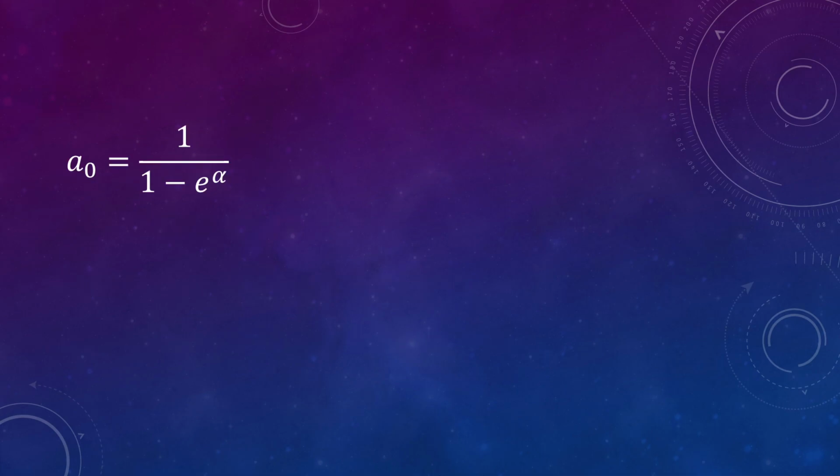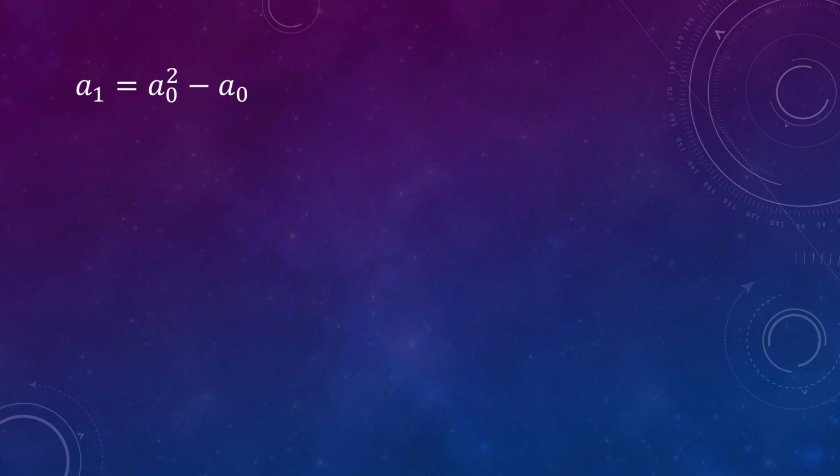Now, a0 will be equal to 1 over 1 minus e raised to alpha, which will be equal to 1 over 1 minus half, which will be equal to 2. So a0 equals 2. a1 equals a0 square minus a0. So substituting the value of a0 we get 2 square minus 2, which will be equal to 2. So a1 is equal to 2.